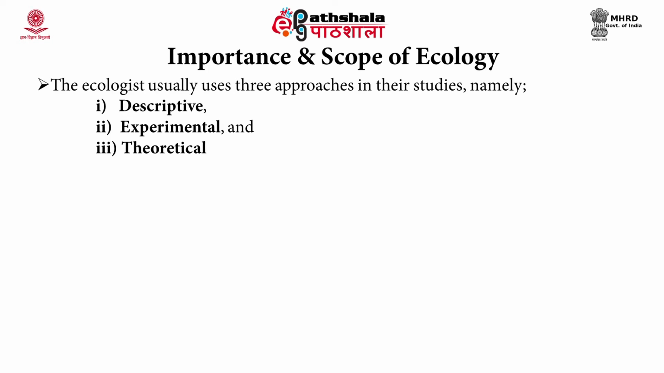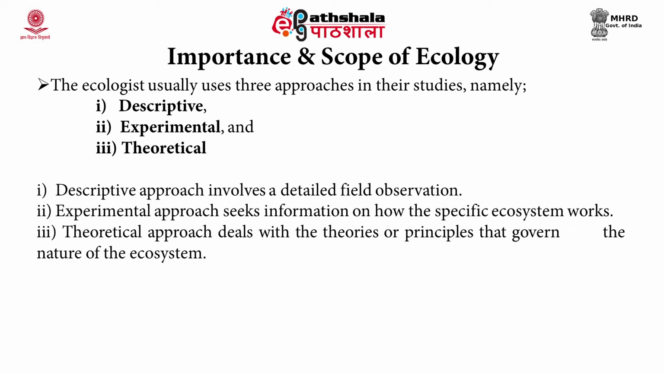Ecologists usually use three approaches in their studies, namely descriptive, experimental and theoretical. The descriptive approach involves detailed field observation. The experimental approach seeks information on how a specific ecosystem works. And the theoretical approach deals with the theories or principles that govern the nature of the ecosystem.